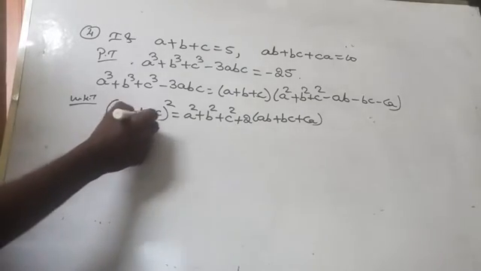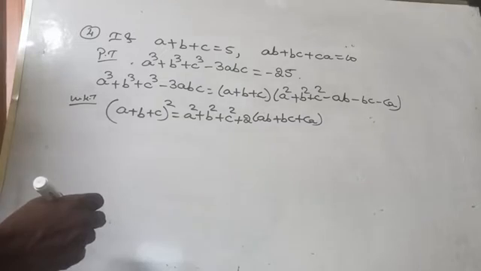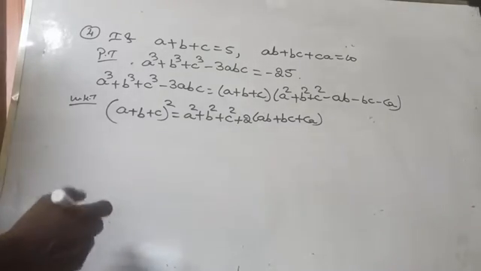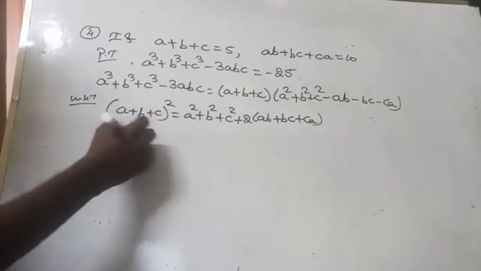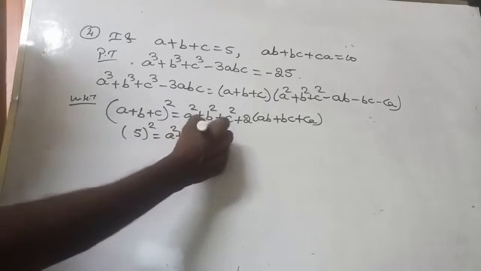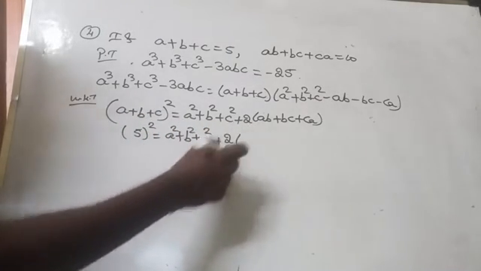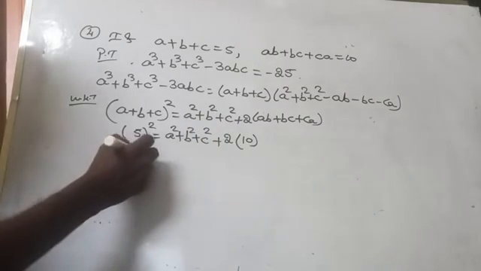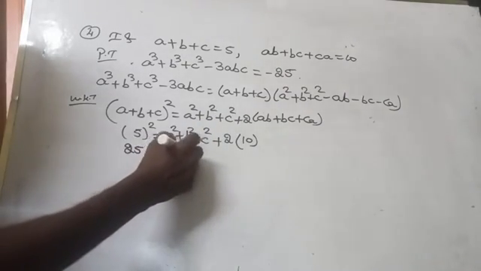Now substitute the value. A plus b plus c the whole square is equal to what here? It's given as 5, so it should be 5 square. We don't know the value of a square plus b square plus c square, so just keep it as it is, plus 2 times of ab plus bc plus ca, which is 10 here. So 5 square is 25, equal to a square plus b square plus c square plus 20.